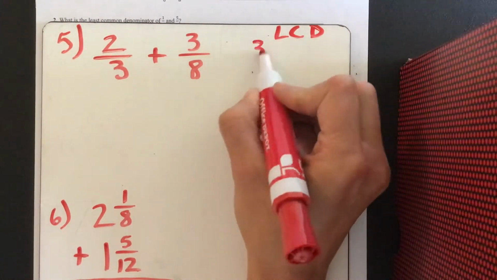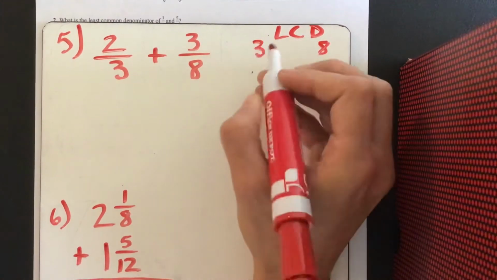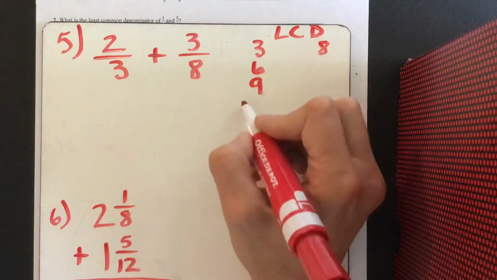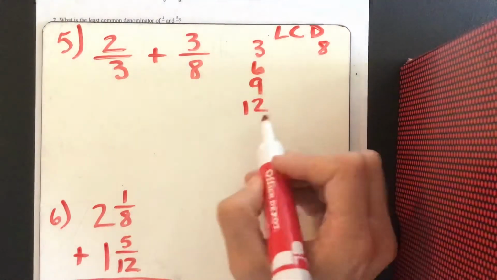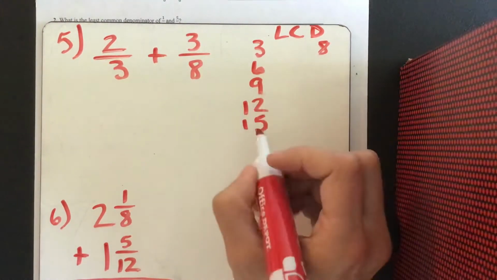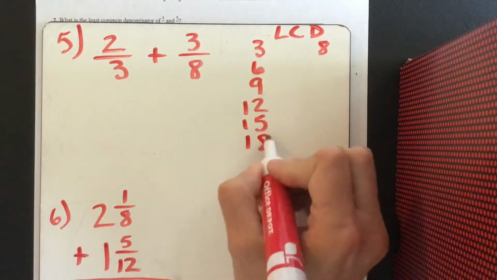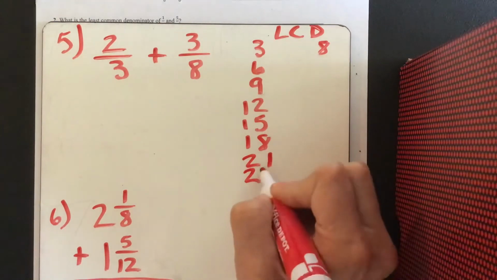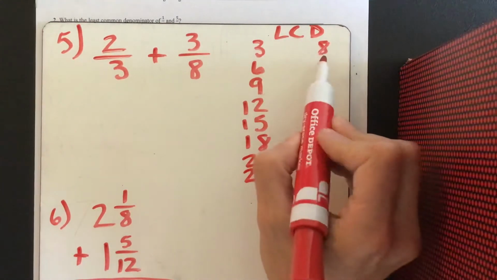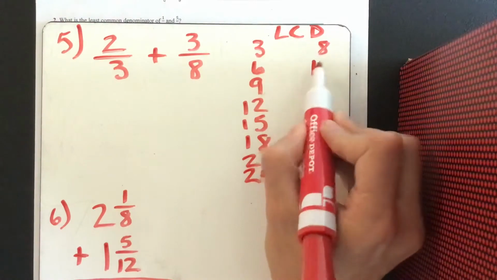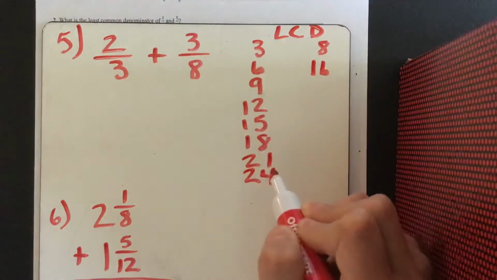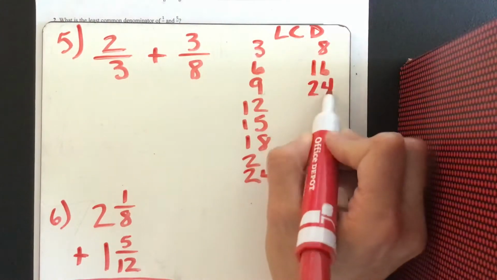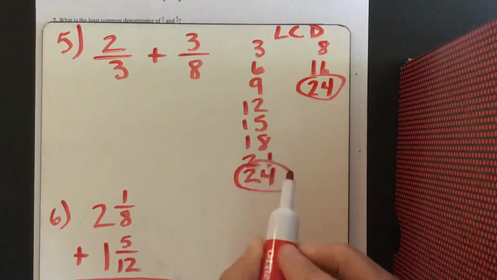LCD. If I look between 3 and 8, 3 times 1 is 3, 3 times 2 is 6, 3 times 3 is 9, 3 times 4 is 12, 3 times 5 is 15, 3 times 6 is 18, 3 times 7 is 21, 3 times 8 is 24. If we go down, 8 times 1 is 8, 8 times 2 is 16. None of those are common yet. 8 times 3 is 24. So there's my least common denominator.